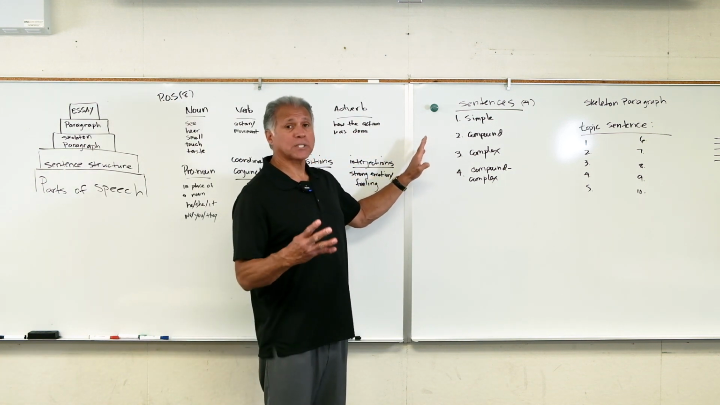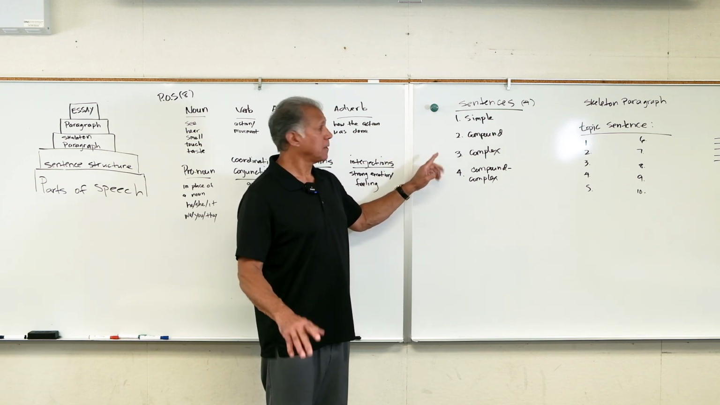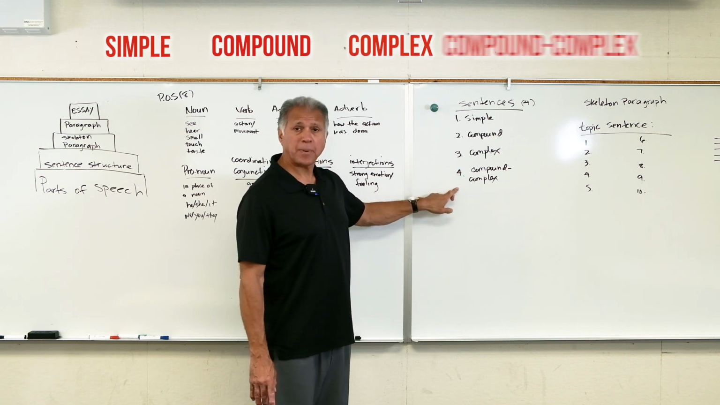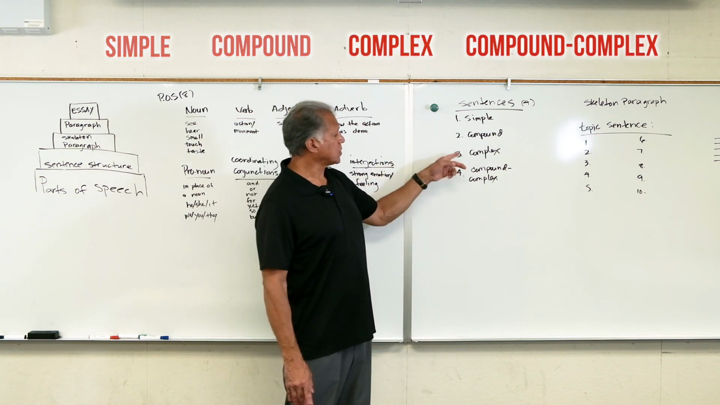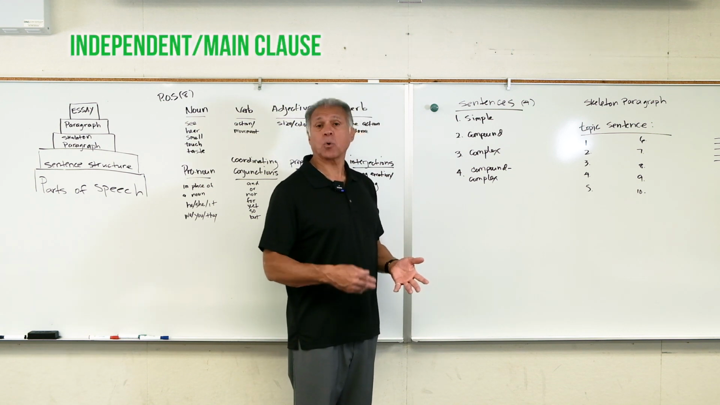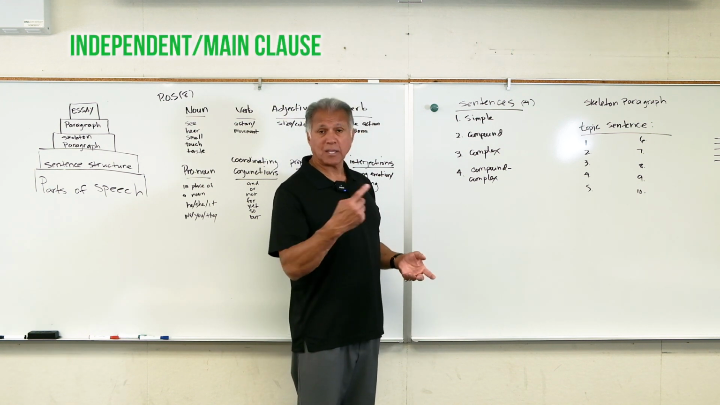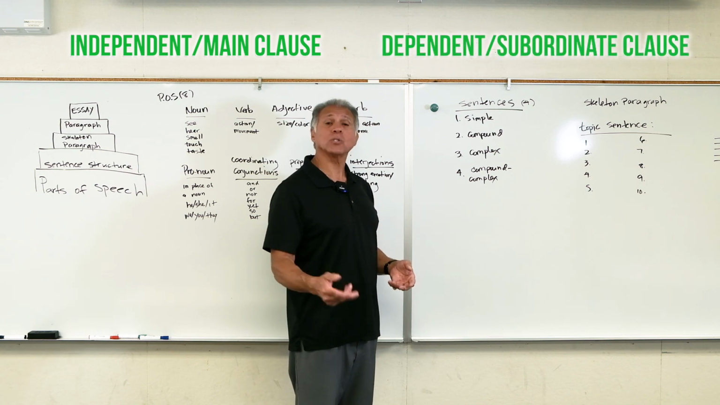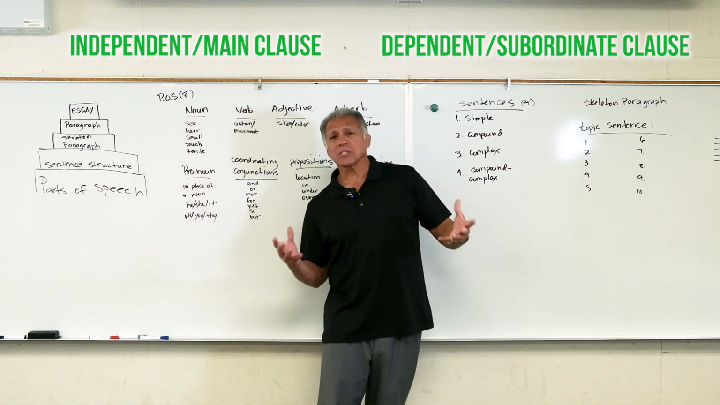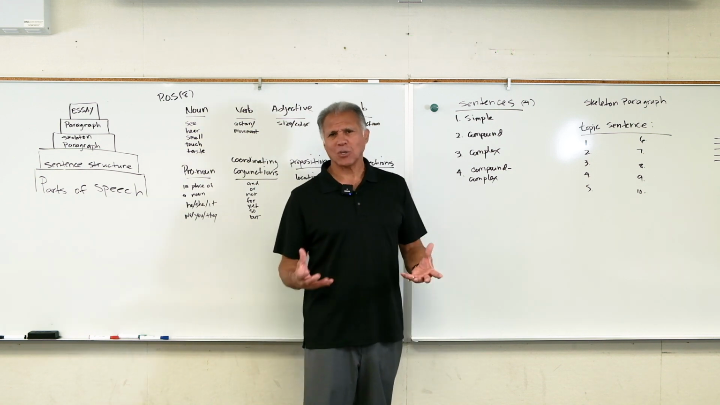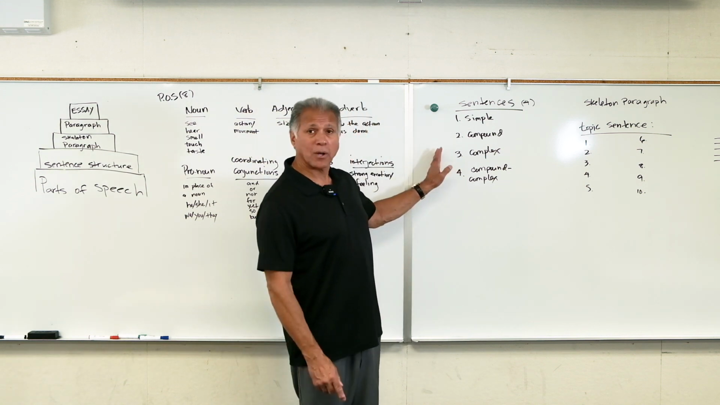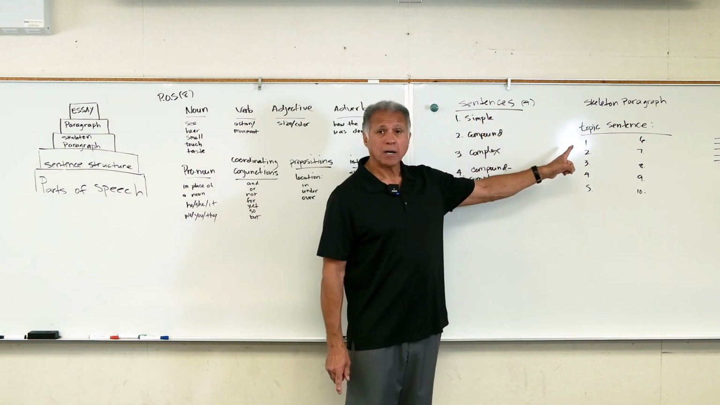Now, there's only 4 sentence structures in the English language: simple, compound, complex, and compound complex. These sentence structures are where we start identifying them as independent clauses or main clauses, and they use subordinating clauses, also known as dependent clauses. So now, all this lingo is going to start making sense to you, and you're going to know how to use them. Once you can do that, then you're going to be on your way to writing a paragraph.